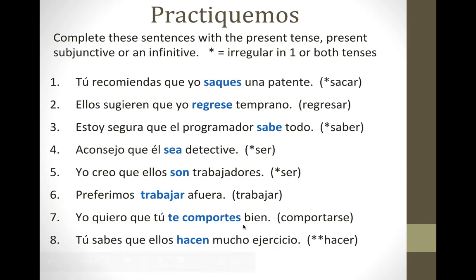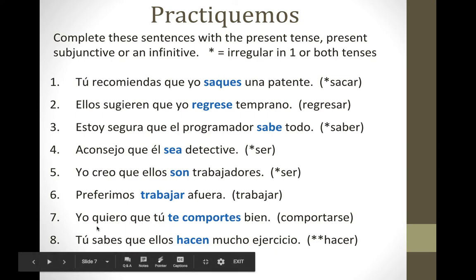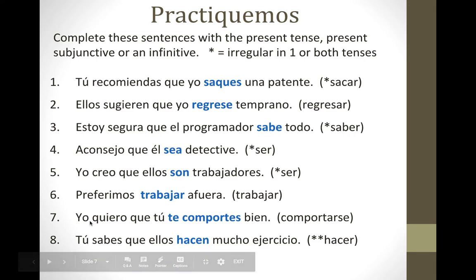Number 7, I want you to behave well. When I say it that way, you can think, oh, Mrs. Thompson, that is an infinitive. No, it's not. Remember, with this want verb, you kind of have to say it awkwardly in English. I want that you behave well. I want you to behave well. There is a change in subject there, and want is a weird verb. So you get, yo quiero que tú te comportes bien.